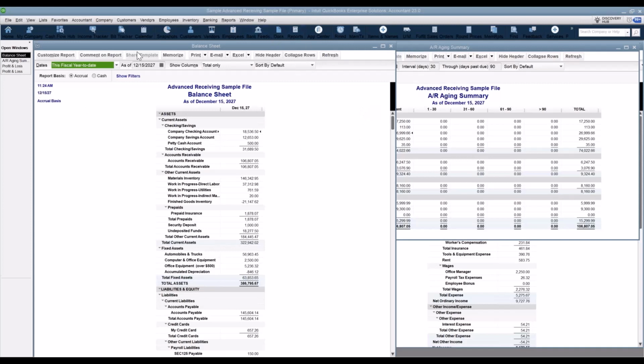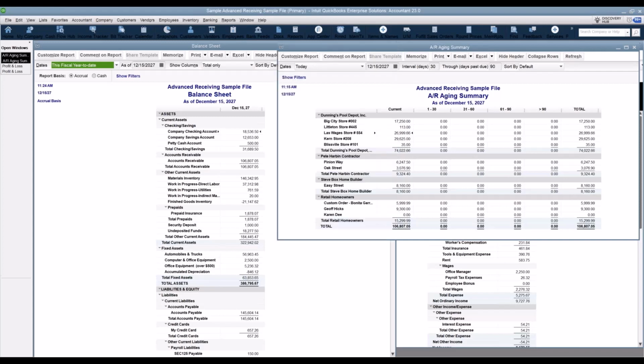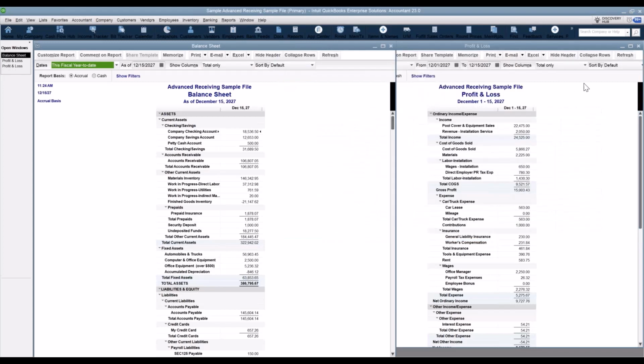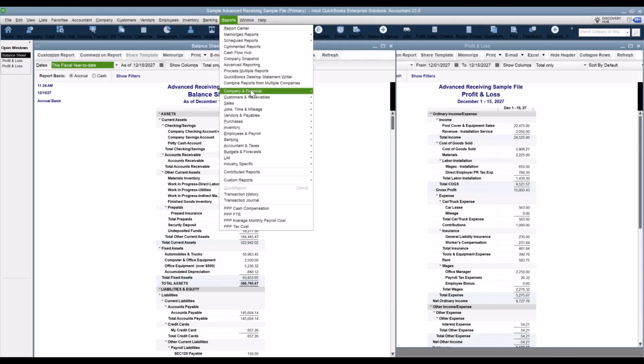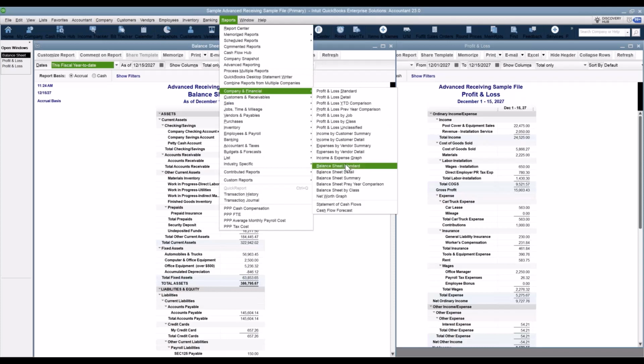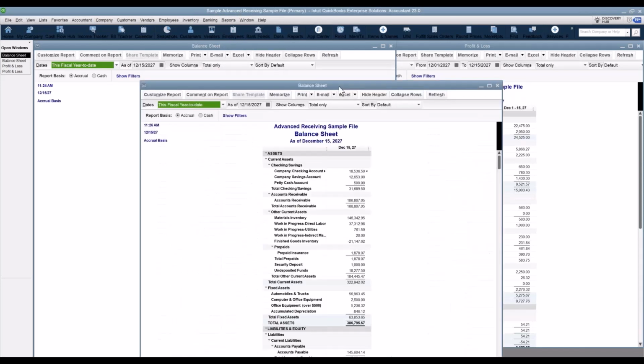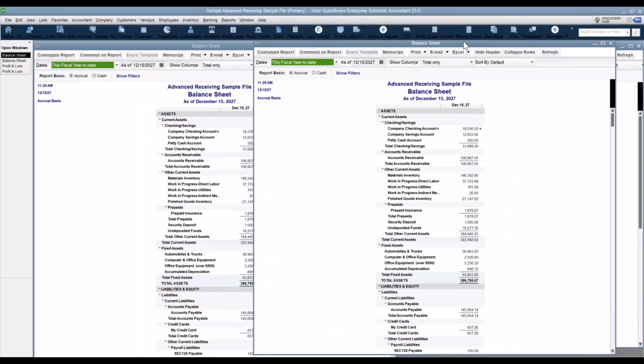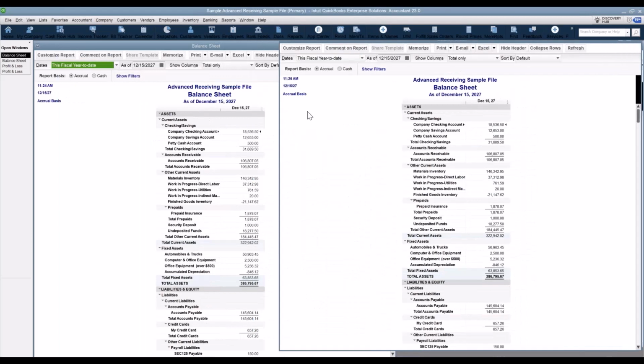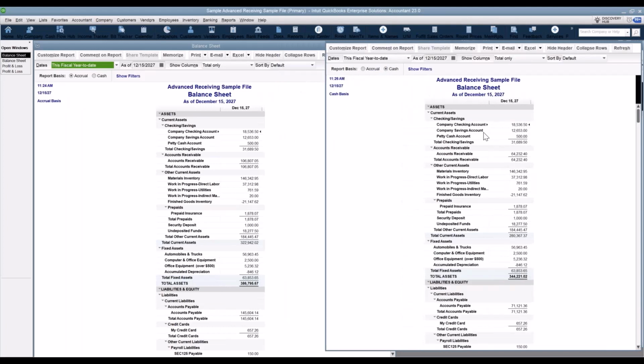So let me close out our aging report here, and let me go ahead and run a balance sheet and see if I can do this one side by side. All right, let's just look at some of the other areas where we have some differences here. Our checking, right, those match because that's cash. So those would be the same for both.